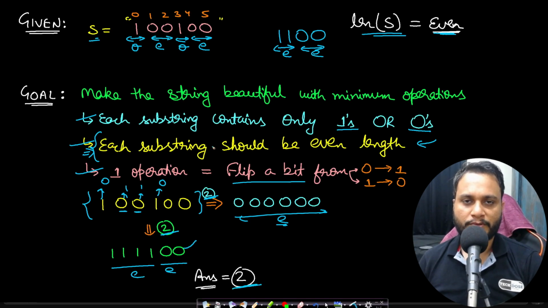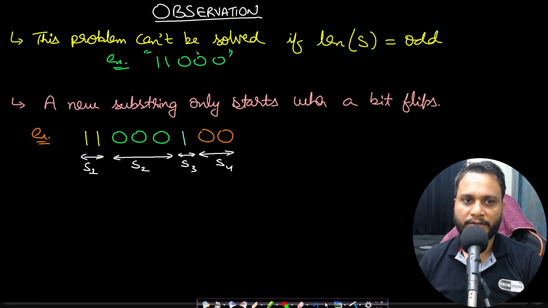So I hope you have understood the problem statement. Now having understood this, let's look at some observation to solve this problem. Now this problem cannot be solved if the length of S is odd, but our problem statement already says it is of even length, so it is fine, right?